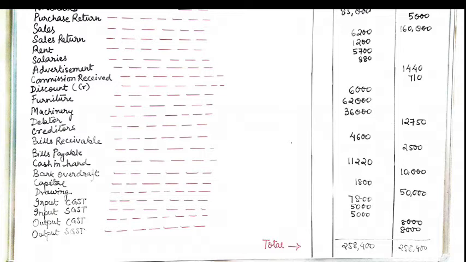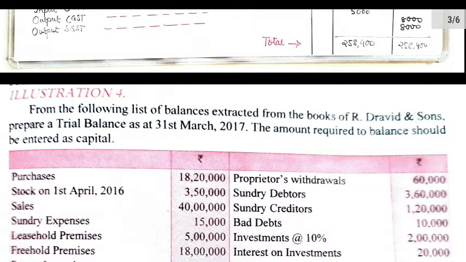The totals of both sides, that is debit, should be equal to credit, in order to prove arithmetical accuracy. Moving on to the next question.